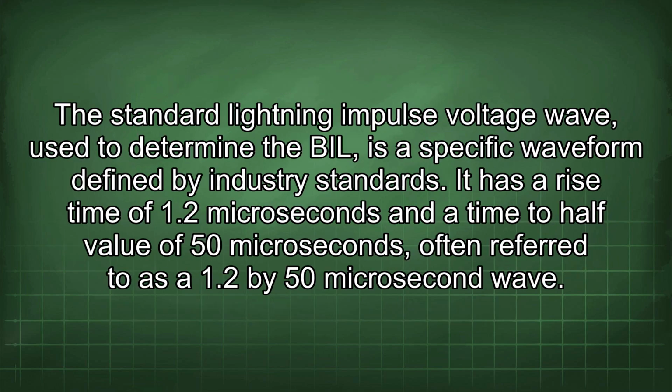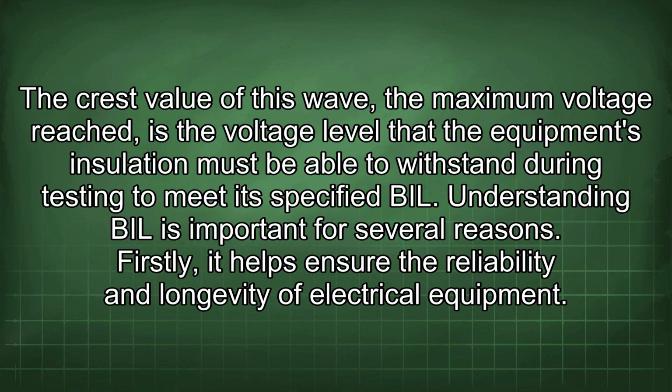The standard lightning impulse voltage wave used to determine the BIL is a specific waveform defined by industry standards. It has a rise time of 1.2 microseconds and a time-to-half value of 50 microseconds, often referred to as a 1.2 by 50 microsecond wave. The crest value of this wave, the maximum voltage reached, is the voltage level that the equipment's insulation must be able to withstand during testing to meet its specified BIL.